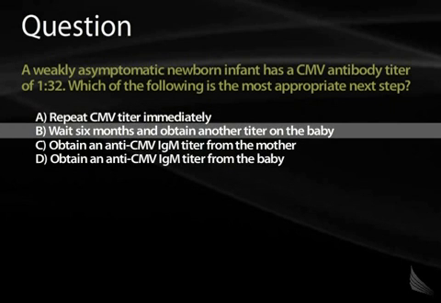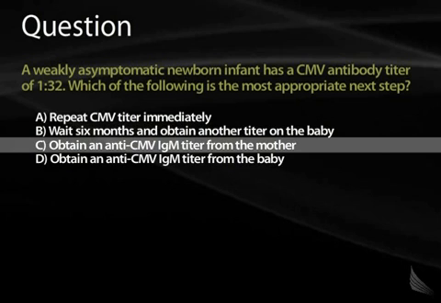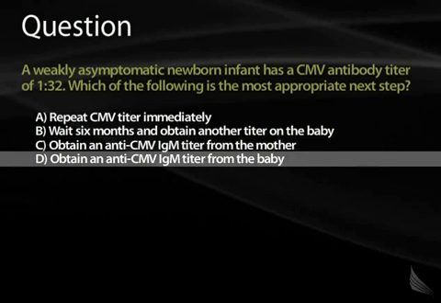We could wait 6 months and obtain another titer on the baby. I don't think that's appropriate. If they've got CMV, you'll want to treat them as soon as you can. You can obtain an anti-CMV IgM titer from the mom. You can obtain an anti-CMV IgM titer from the baby.